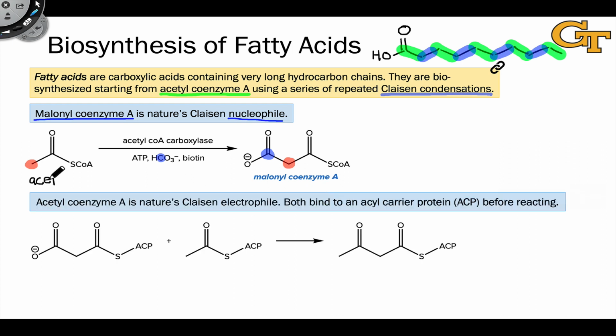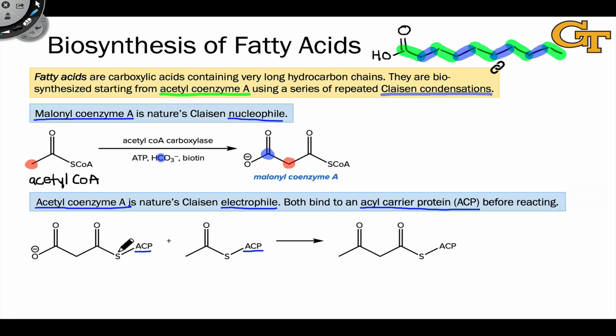Acetyl coenzyme A, which is this molecule here that's ultimately the starting material for the synthesis of malonyl coenzyme A, is nature's Claisen electrophile. Even though acetyl-CoA is enolizable, nature is able to orchestrate this in the active site of an enzyme so that it doesn't get deprotonated and it undergoes nucleophilic acyl substitution instead. Both bind to a protein called an acyl carrier protein before reacting, and we're going to abbreviate that in the figure below as ACP. This is just a protein fragment that helps with molecular recognition of the nucleophile and electrophiles so that they're steered into the right positions before they react within the enzyme's active site.